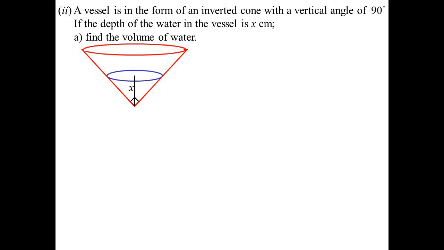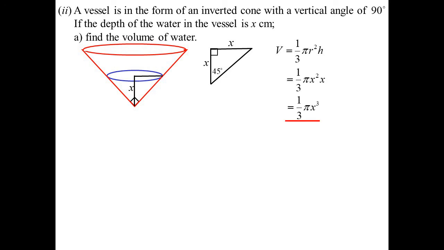Okay. The nice thing about that being 90 degrees is I can create a right angle triangle there. But because my cone is symmetric, I know that that angle has to be 45. So to find the radius, well, I've got an isosceles triangle, haven't I? So therefore it's got to be x as well. Let's find the volume then. 1/3 pi r squared h for a cone. So in our case, x squared times x, 1/3 pi x cubed. So there's the first part of the question.